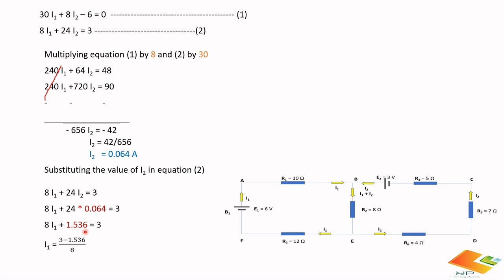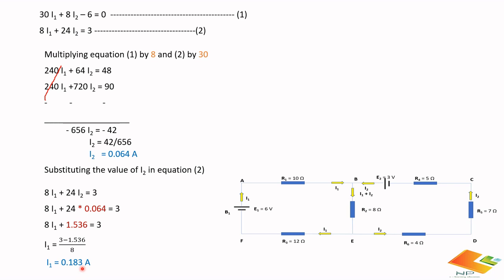Okay, so I1 is equal to... 1.536 on the left hand side is positive, so we take it to the right hand side and its sign becomes negative. So 3 minus 1.536. Here 8 is in multiplication with I1, so on the right hand side it becomes division. So the equation is I1 is equal to (3 minus 1.536) divided by 8. So what is the value of I1? I1 is equal to 0.183 ampere.